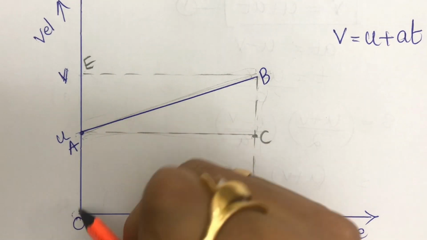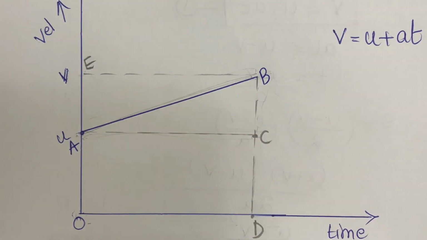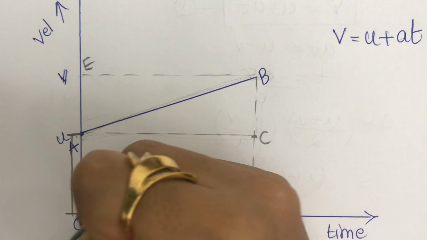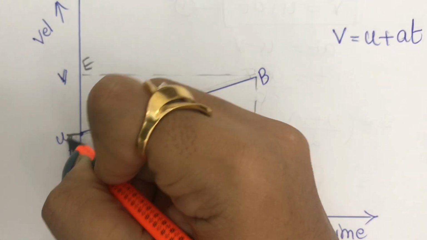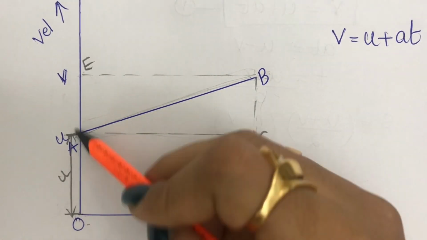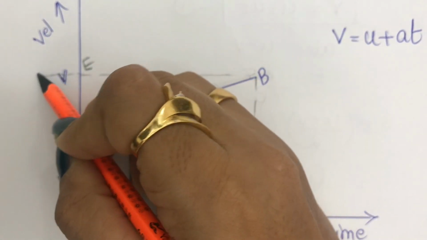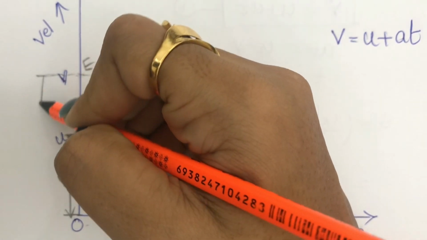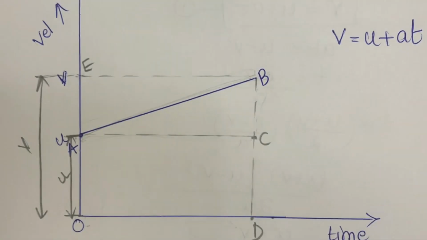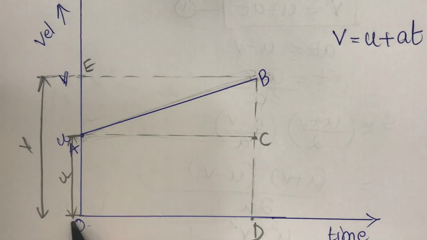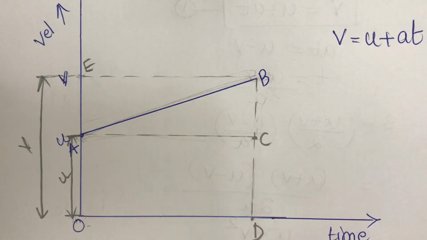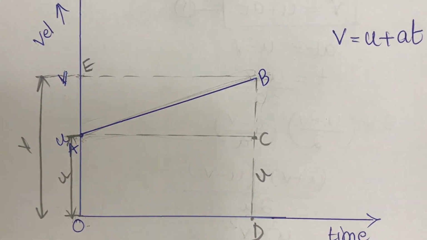So what is OA? OA is u, right? And now what will be OE? OE will be v, right? So if this is u and this is parallel, what will be CD? CD will also be u, right?